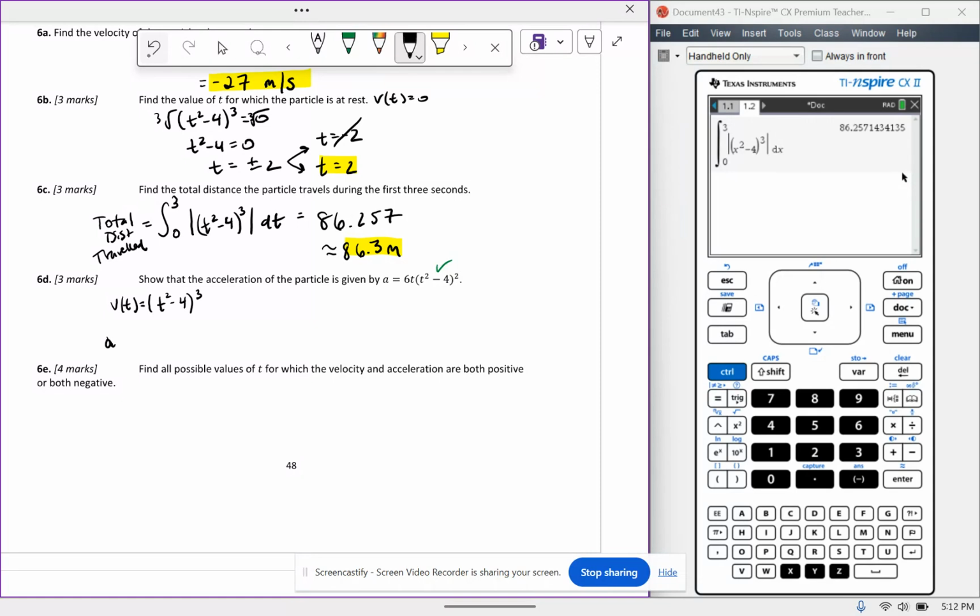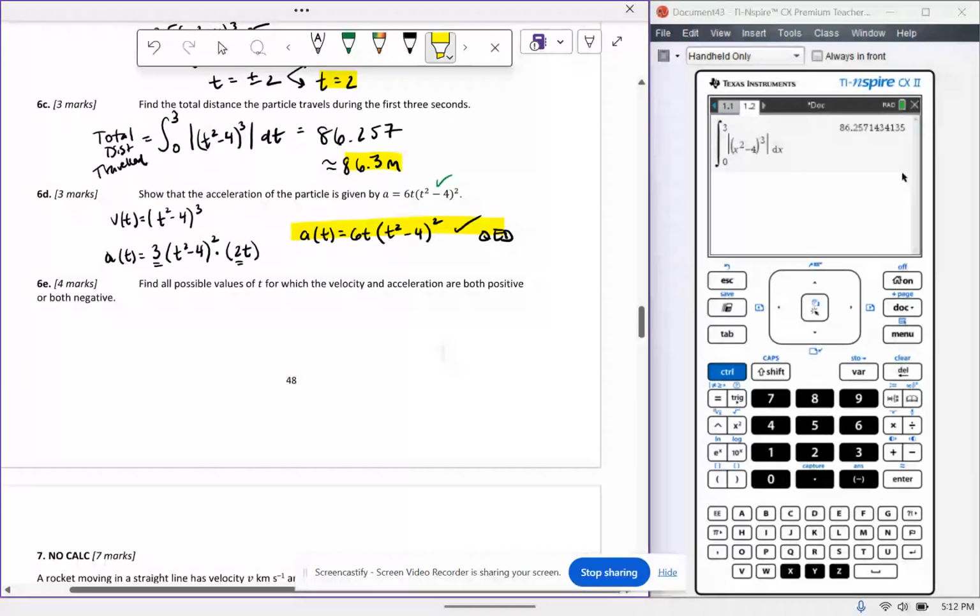So what I'm going to do is take the 3, drop it in the front. I'm going to reduce the power by 1. Don't touch the insides. And I'm going to multiply by 2t. So if I simplify that, I'm going to get the 2 times 3 out front, which gives me that 6t that this problem has. And I'm all set.